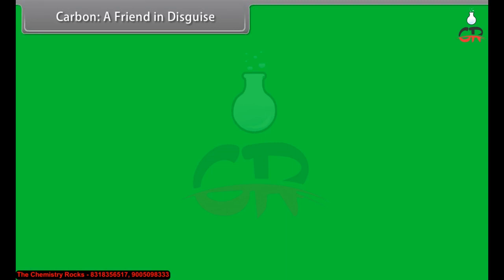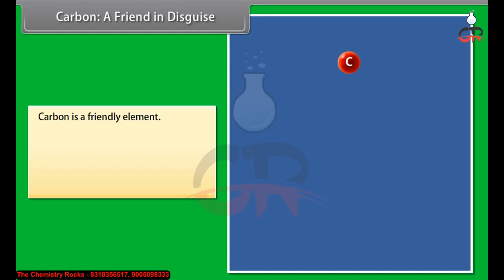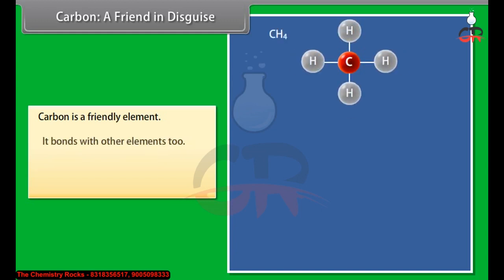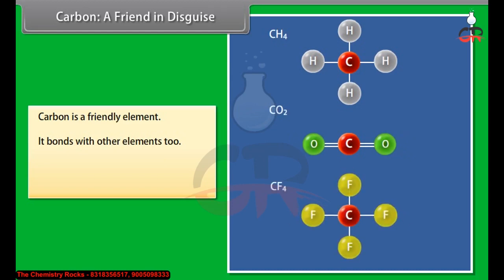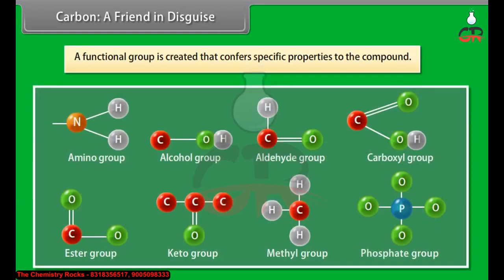Carbon, a friend in disguise. Carbon is a friendly element. It not only bonds with hydrogen, but also with other elements such as halogens, oxygen, nitrogen, and sulfur. The compounds are formed in the same manner as with hydrogen. However, instead of hydrogen, the other element is used, and this element replacing hydrogen is called a heteroatom. A functional group is created that confers specific properties to the compound without considering the length and nature of the carbon chain.